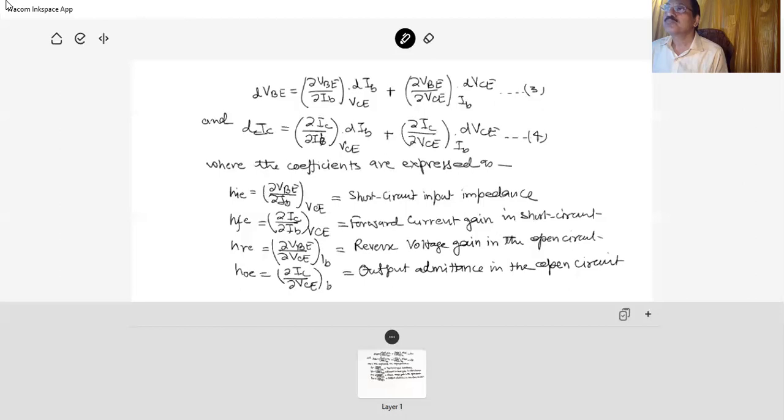So these four parameters: delta VBE upon delta IB is short circuited input impedance. Here it is delta IC over delta IB, forward current gain in short circuit. This is delta VBE upon delta VCE, reverse voltage gain, because output upon input is voltage gain. Here it is output admittance. Admittance is 1 upon resistance. So this parameter is admittance.